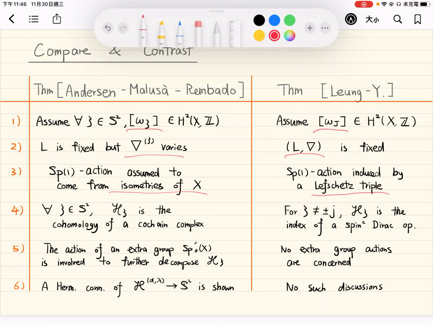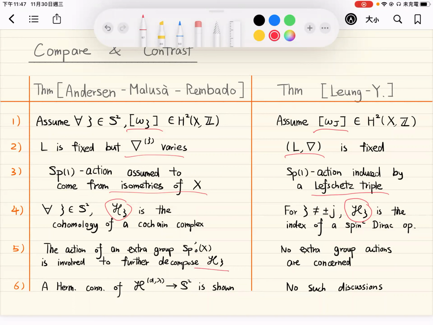But there is some trade-off for our theorem: because we have a less restrictive assumption, we don't really have a cohomological description of a certain kind of Hilbert space. Indeed, our H here, H with the label zeta, is only the index of the spin C Dirac operators. In their case, they really have the cohomological description. The curly H zeta is really the cohomology of the double complex. And we don't consider extra group actions for the second factor, I mean, the factor Sp' 0x.